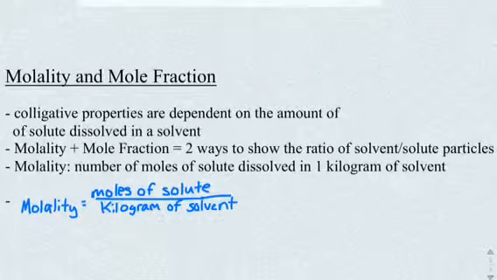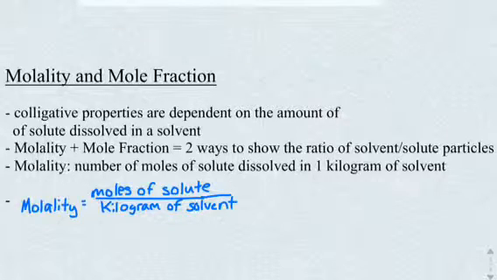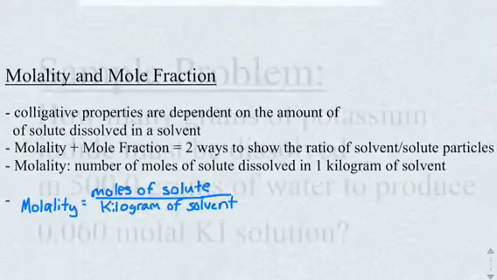Molality is the number of moles of solute dissolved in 1 kilogram of solvent. The formula to find molality is moles of solute divided by kilograms of solvent.